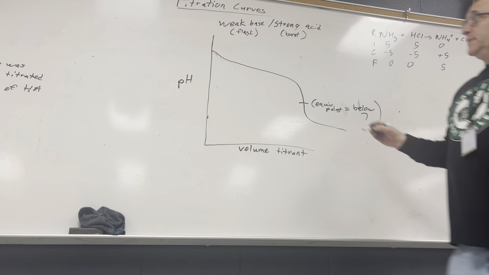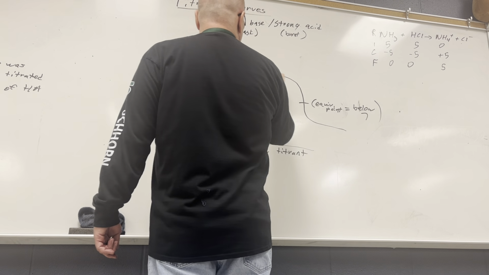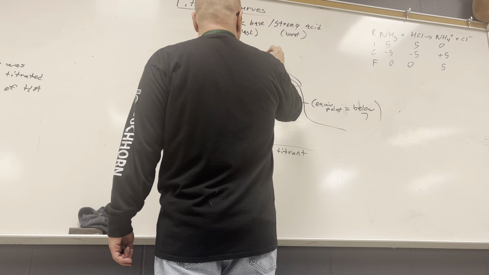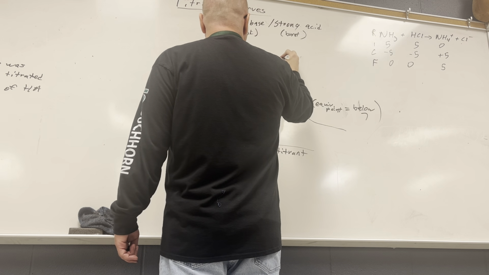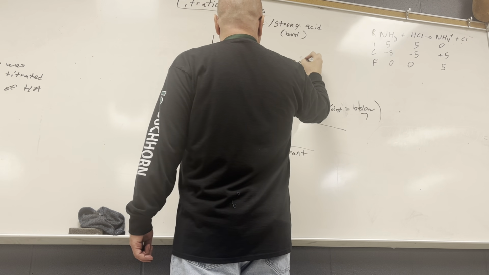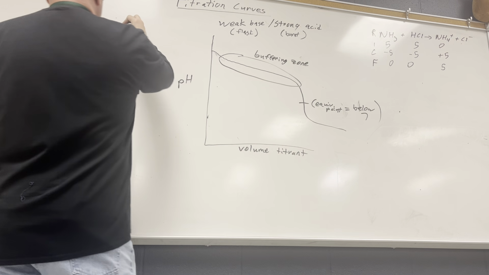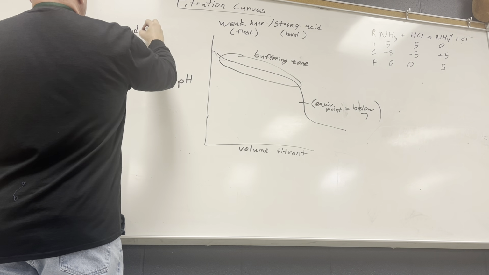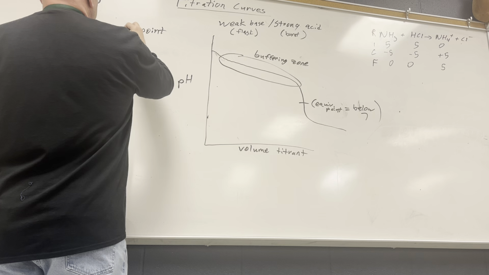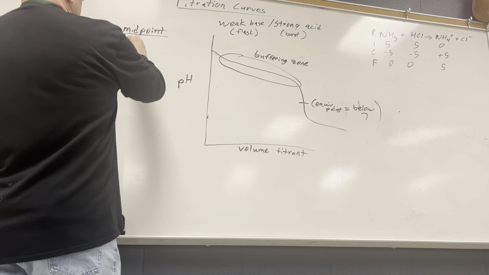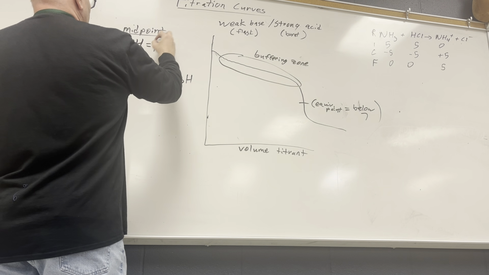This is again going to be the buffering zone, just like it was in the last type. Now, I don't like that when she talked about the midpoint of this type, she said pOH equals pKb, which I think is just stupid, because this is still true.